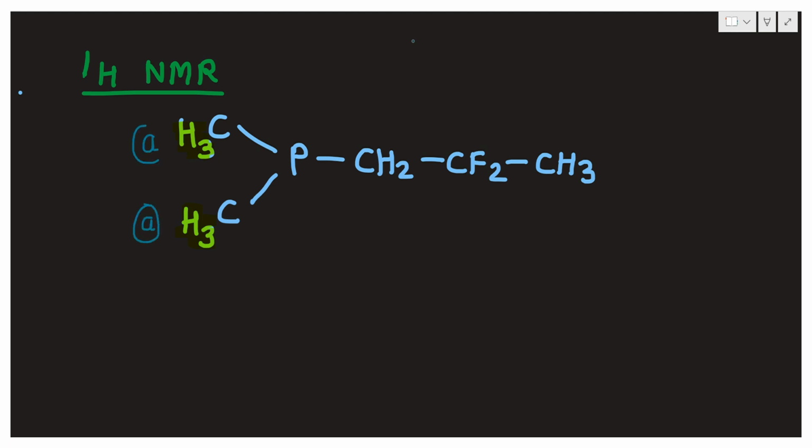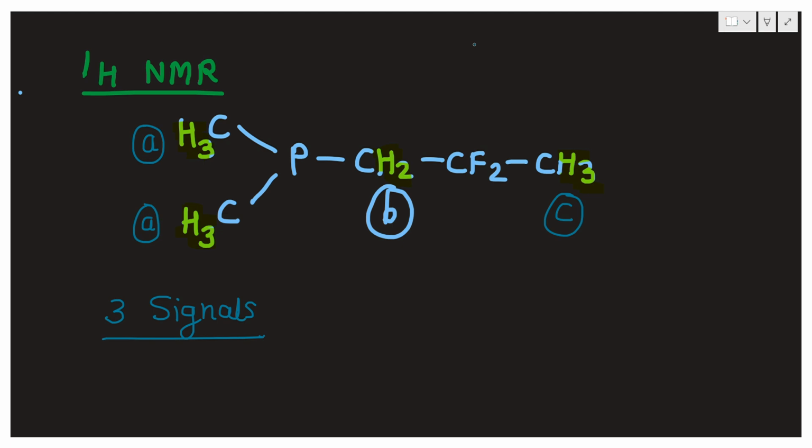These are A type of protons. Now see the next type, this one. I am highlighting it here. This is called B type of proton. Now see the third type of proton, this one. We are marking this as C type of proton. This means there are 3 different types of protons, so you are getting 3 signals.